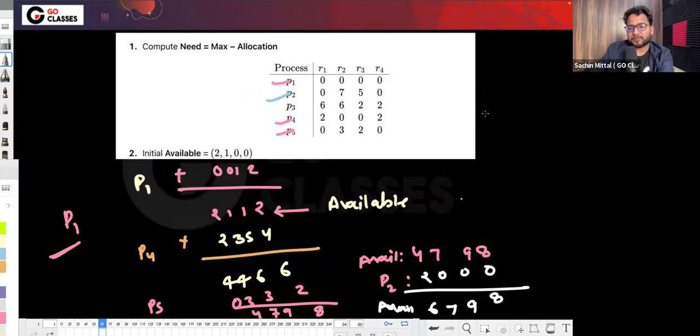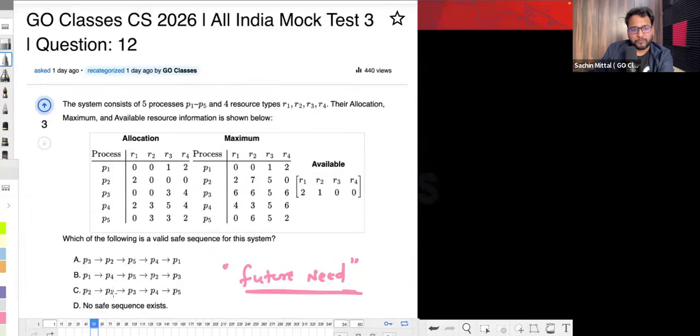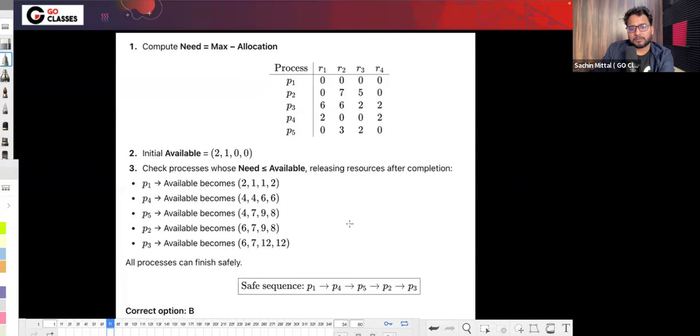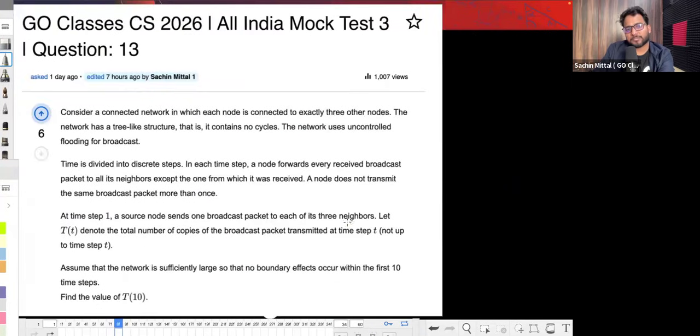So there is a safe sequence which exists, and I think this is the only safe sequence here, which is P1, P4, P5, P2, and then P3, so 14523. I think B is the correct answer here. Okay, B is the correct answer. It was an easy question. I hope you understood. Now let's move to the next question.